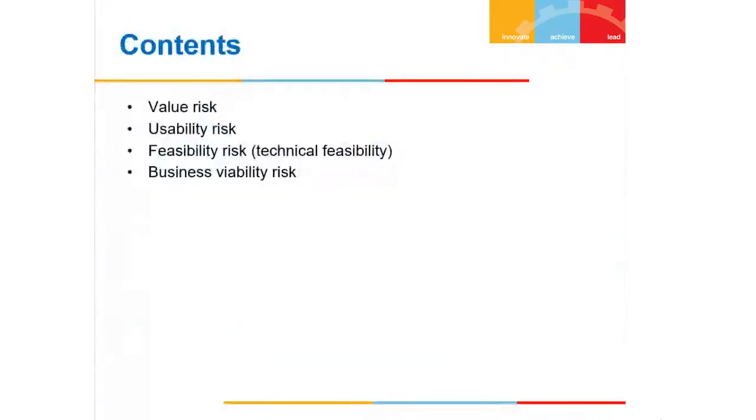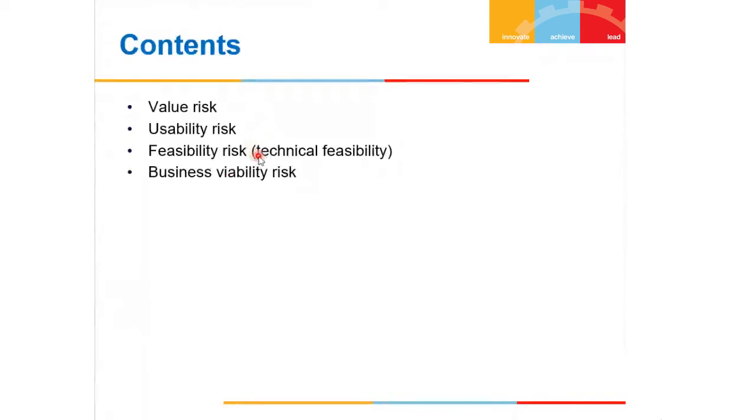There are 4 types of risks involved in a product, in a software product especially. First is the value risk, which is whether this product has a compelling value to the target audience. Second is usability risk, because many of the products fail because they do not have an easy to use user interface, and that could be a risk factor.